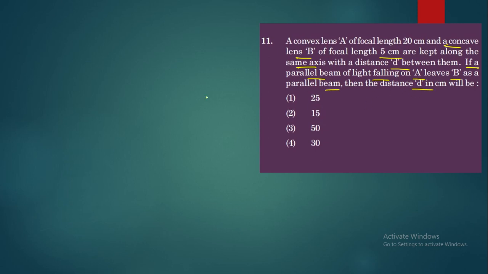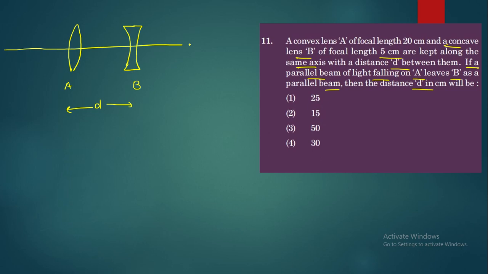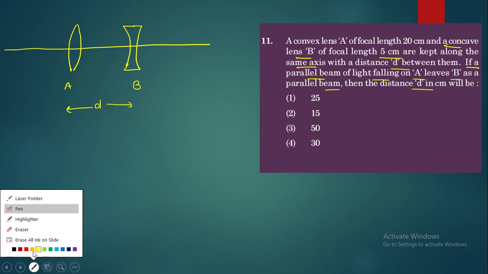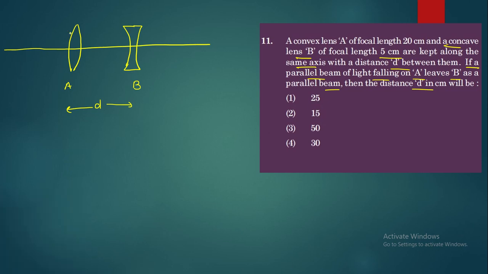then what is the value of this distance in centimeter? So basically we are supposed to calculate D. This is the convex lens and this is the concave lens. This is A and this is B, and the distance between the lenses is D. Let's say this is the principal axis. Now if you can recall, if the focal length of the first one is f1 and second one is f2, we already know that the focal length of this combination is given by 1 by f equals 1 by f1 plus 1 by f2 minus d divided by f1 f2.